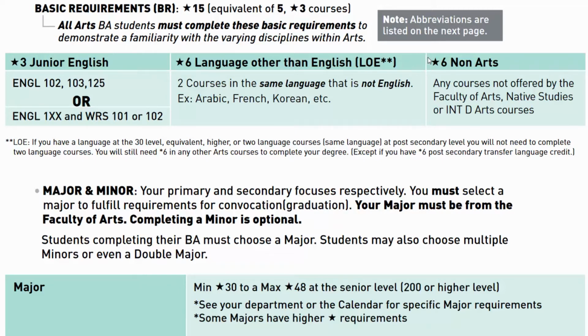6 credits or 2 courses of non-arts. It's easier to go over the list of courses that don't work rather than the ones that do, which means anything that isn't offered by the Faculty of Arts, with the exception of math as it is technically housed by the Faculty of Science. Anything out of Native Studies, as while it is its own faculty, the courses are designated an arts designation. And nothing that is INTD arts designation.